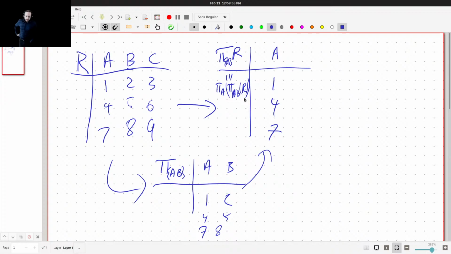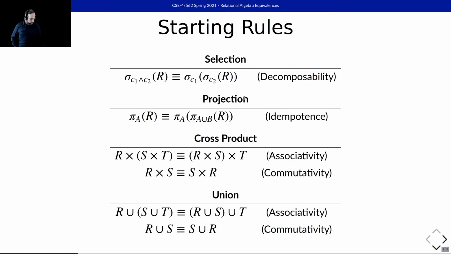Adesh asks, is there a case where you prefer union over cross product? I'm not sure I understand that question because union and cross product are very different. Are you maybe asking about join and union? Sorry, join and cross product? Well, if you're asking about join and cross product, we'll get to it in a little bit. Okay, so moving right along.